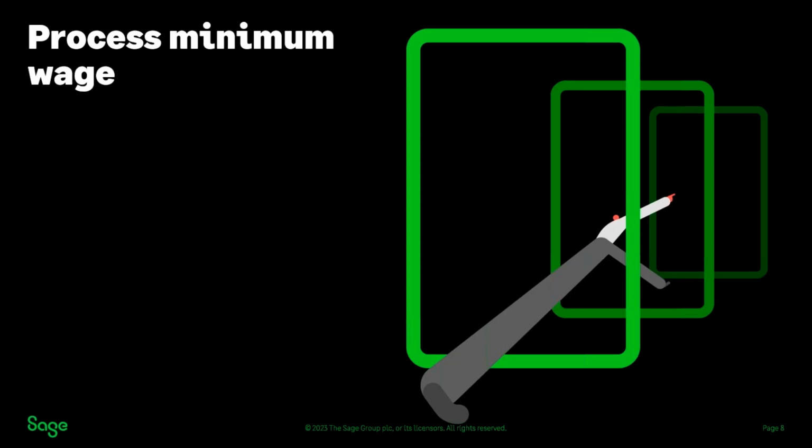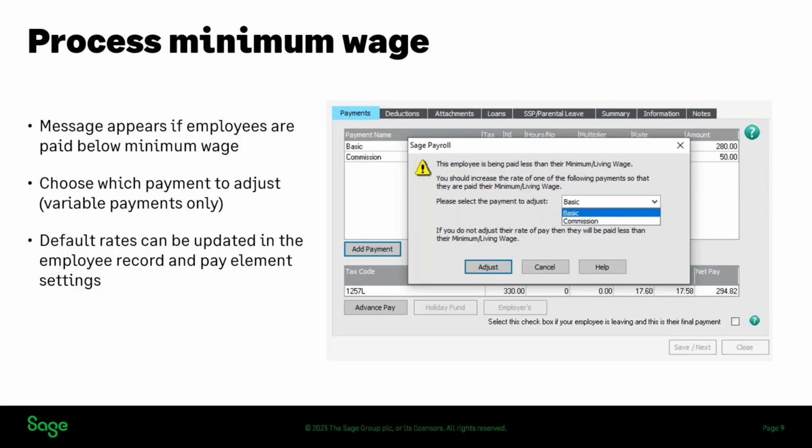And this is where the check will be done when you enter the payments. And if an employee is found to be being paid below their minimum wage, you will see a prompt, much like the prompt that you can see here in the screenshot, asking you to adjust a payment. Now, this only works for variable payments. If you've set them up as fixed payments, you still get a prompt, but you will need to adjust the rate of pay in the employee record for a fixed payment. But if it is variable, you can do an automatic adjustment by clicking the adjust button.